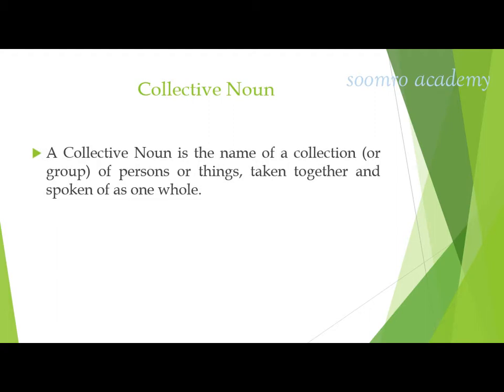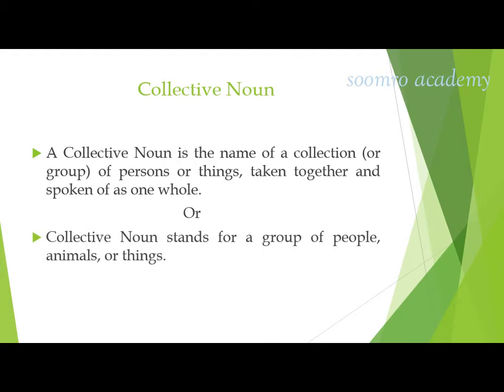A collective noun is the name of a collection or group of persons or things taken together and is spoken of as one whole. Or its another definition is collective noun stands for a group of people, animals or things.